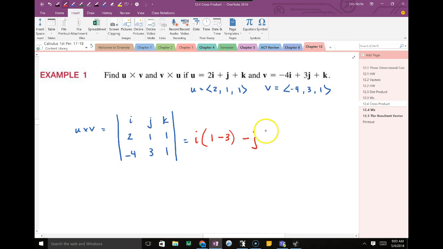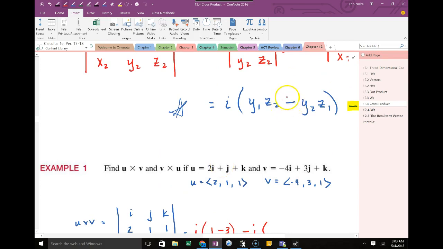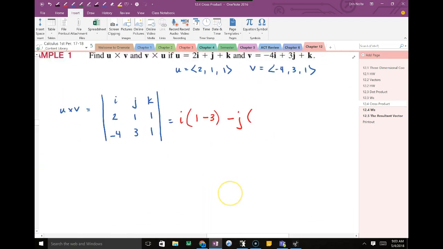minus the j's. What two numbers am I going to multiply for the j? Because it's minus, you always subtract them on the crosses. What two numbers am I going to multiply first for the j? Good. 2 times 1, 2. And then minus, very good, minus -4 times 1, which is minus -4. So plus 4, good. Everybody with me? And then we add.